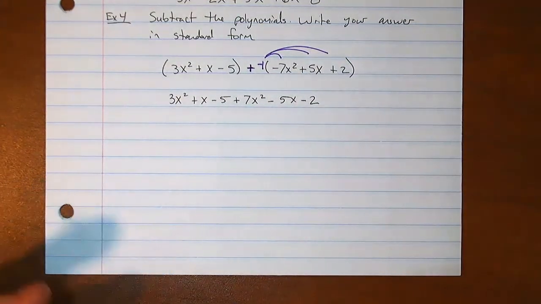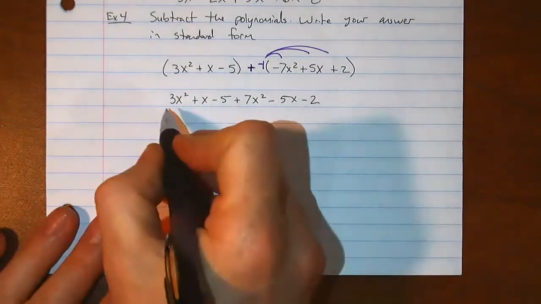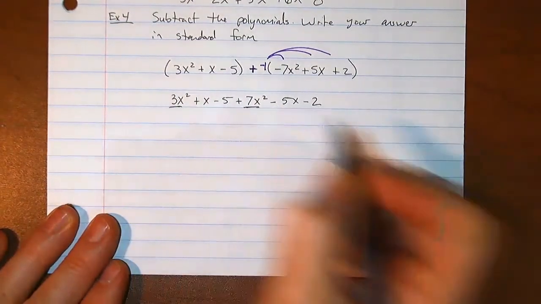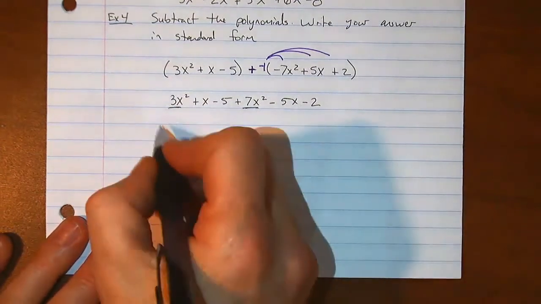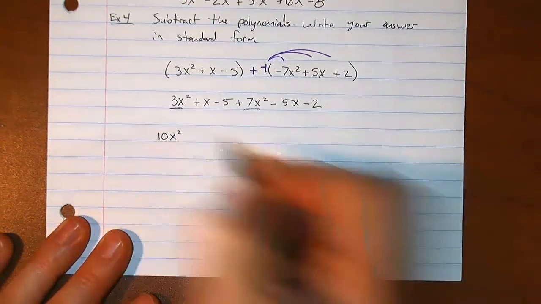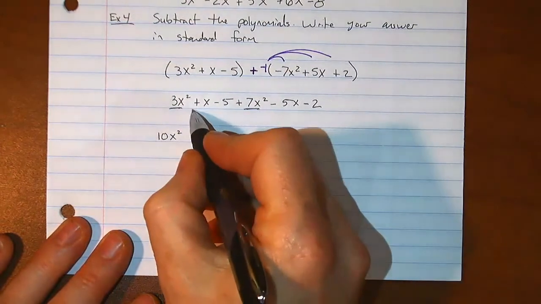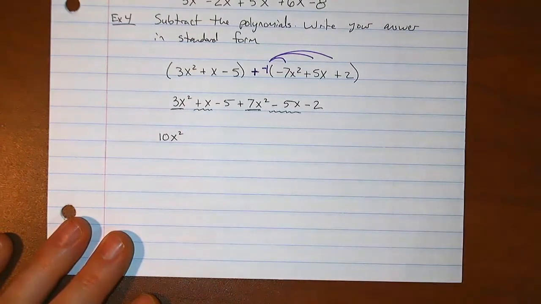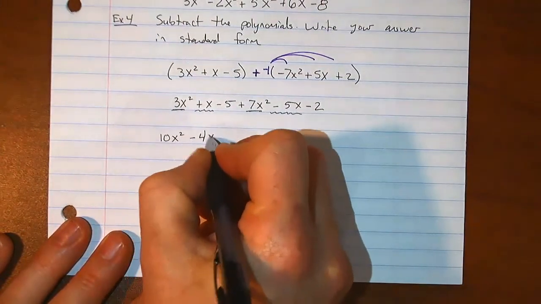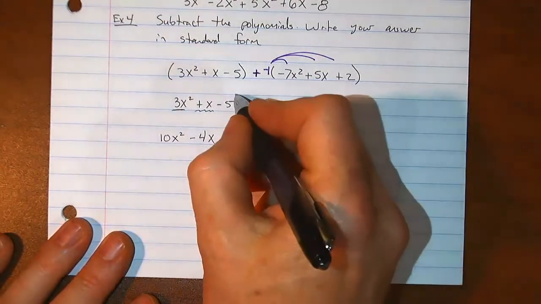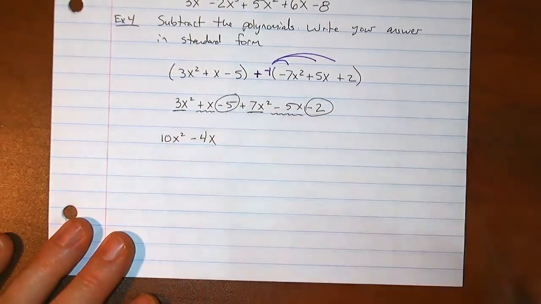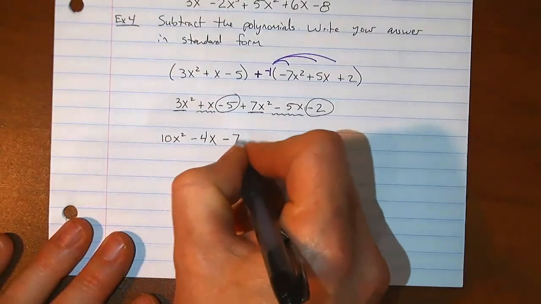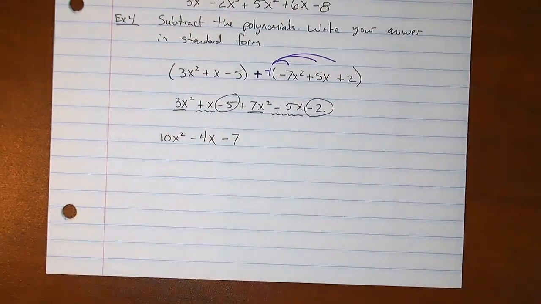Now from here, I'm going to start with my biggest exponent and work my way down, combining like terms and putting things in order at the same time. So my biggest exponents are my x squareds. 3x squared plus 7x squared gives me a 10x squared. Next, I've got my x's. So I've got a positive x and a negative 5x. When I combine those together, that's going to give me negative 4x's altogether. And then lastly, the constants, a -5 and a -2 will combine to give me a -7. And so there's the answer that I got.